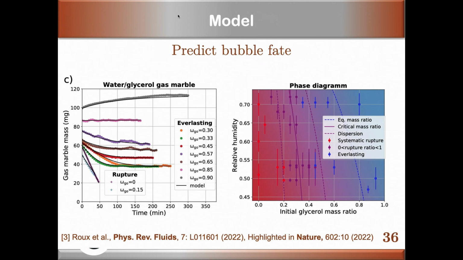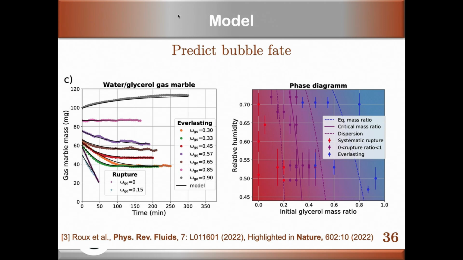So we made many experiments with different relative humidity and different initial glycerol mass ratio. And in some cases, you have systematic rupture. In some cases, you have everlasting bubbles. And in some cases, you have some bubbles that die and some bubbles that don't die. When I say that, it's because we are, of course, not doing experiments on one single bubble. We are doing them on, I think, 12 bubbles each time for each glycerol mass ratio and relative humidity.